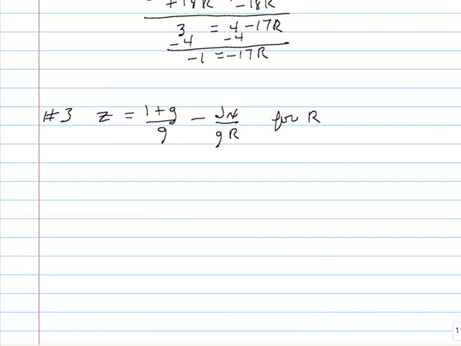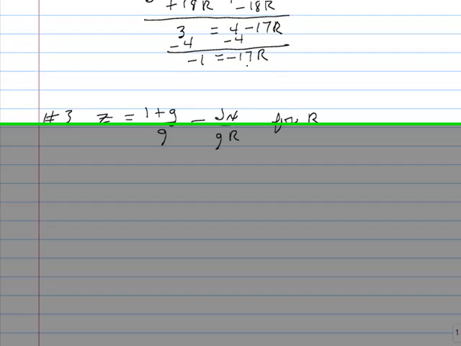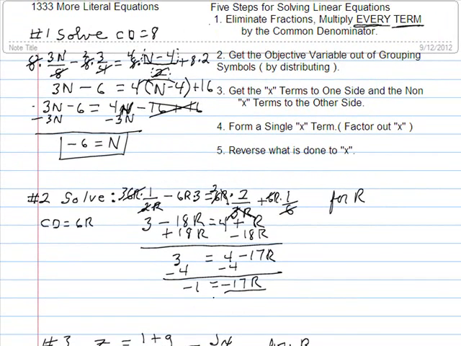Step 5, reverse what's done to r. Now r is multiplied by negative 17. So if you want to reverse what's done to r, you've got to divide it by exactly negative 17, not just 17. So I'll divide both sides by negative 17. The negative 17's cancel. Negative over negative gives me positive, so I end up with r equals 1/17.